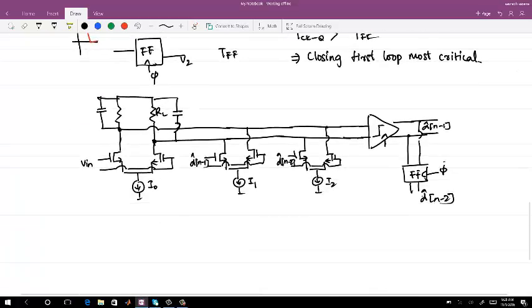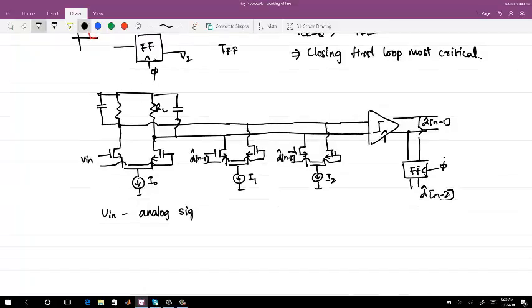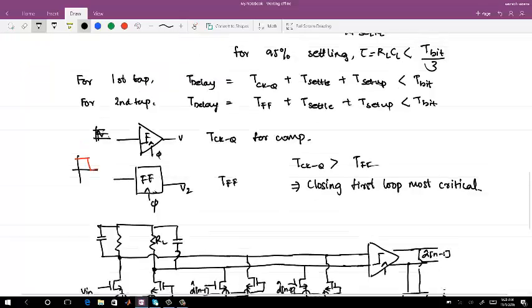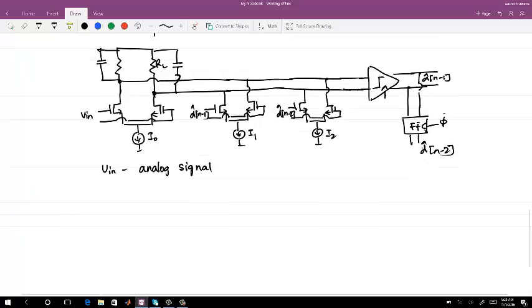Now let's see what is the difference between the different cells. So Vin is an analog signal. If Vin is an analog signal, you have seen that while cancelling the ISI, we require GM times V cursor multiplied in a linear manner. V cursor is changing, it depends on the bit pattern. So Vin is an analog signal which actually requires GM to be linear.